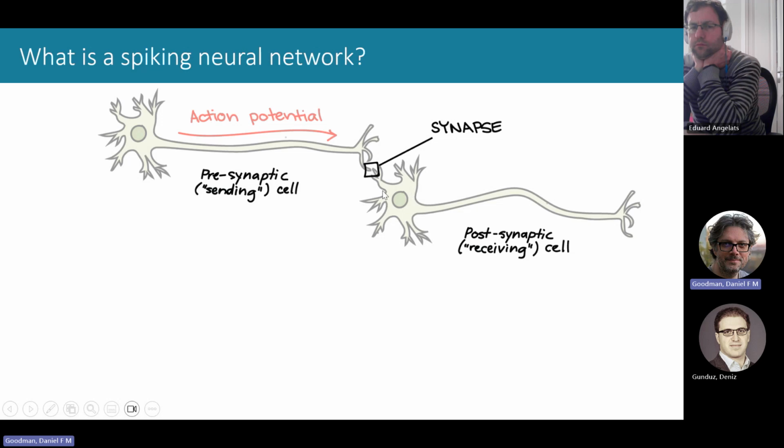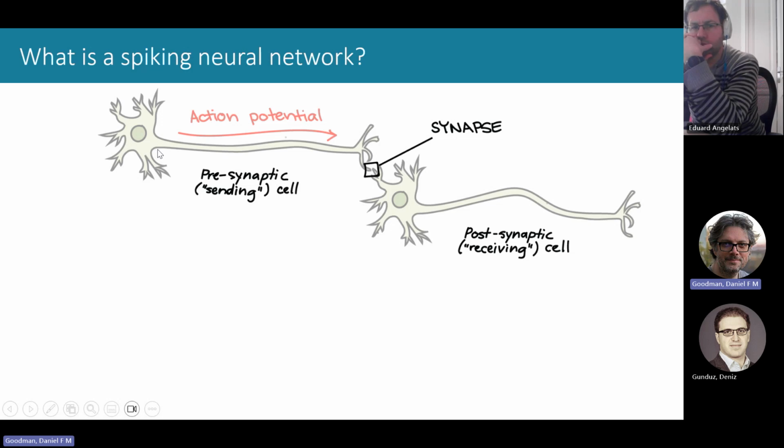And the message that they send is very simple. The only thing that they can send is something called an action potential. It's an all or nothing signal. It basically says something happened. And it's a binary signal, it's a 0 or 1. Most of the time it's 0, and occasionally you'll get this 1 coming in. But that happens with a particular time, right?